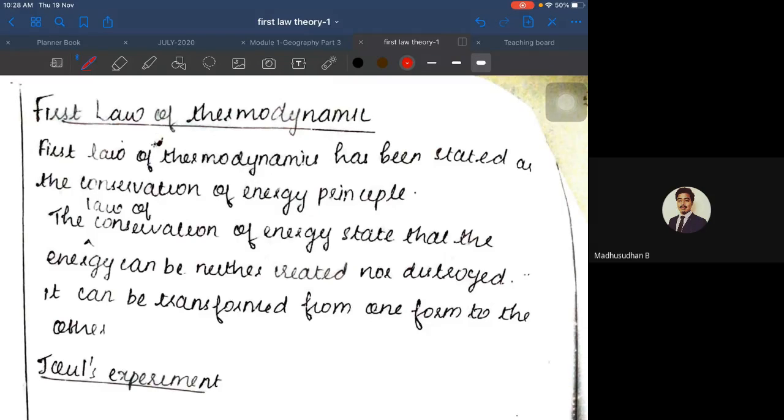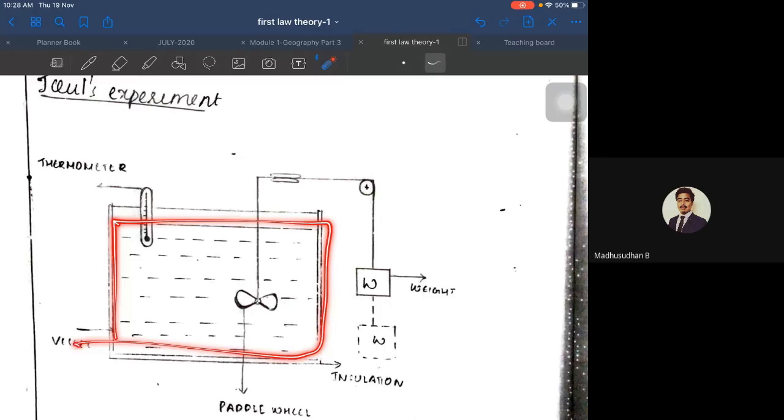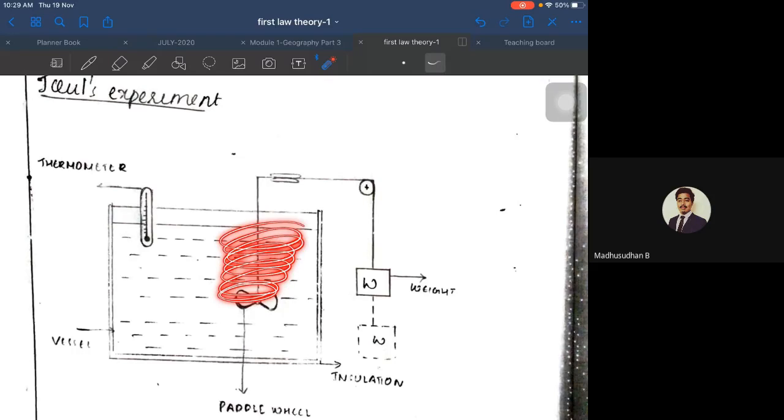In order to understand the first law, let us look into the Joule's experiment, which is this. In this particular Joule's experiment, he has taken a water bath like this, and he has incorporated a thermometer, and he has put a paddle wheel. Initially, he has just rotated this paddle wheel or agitator. As and when he has rotated this agitator, does the temperature of the whole mixture increase or decrease?